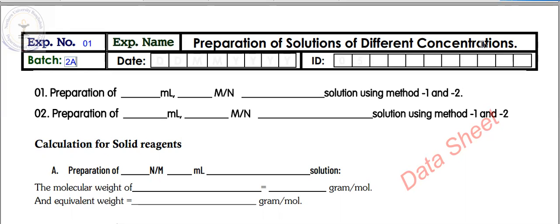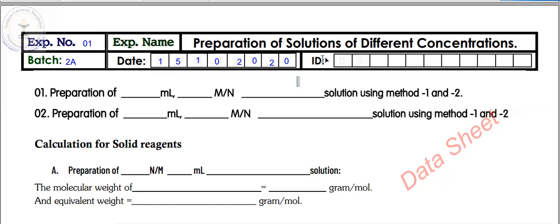The name of the experiment is already written in this portion, and you have to fill up this date box. It is in the format of day, month, year. Suppose your experiment is ongoing on this date. Therefore, you can write the date, day, month, and year. You have to write all these values and complete this date box.